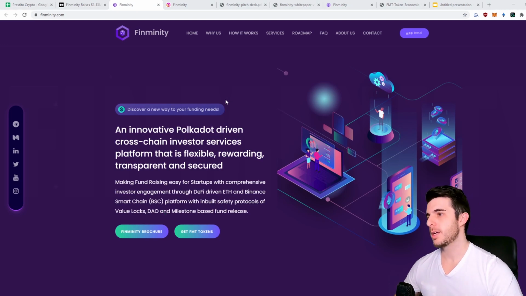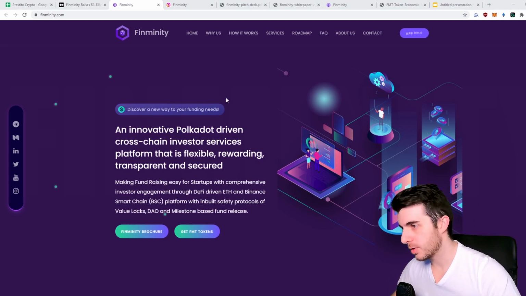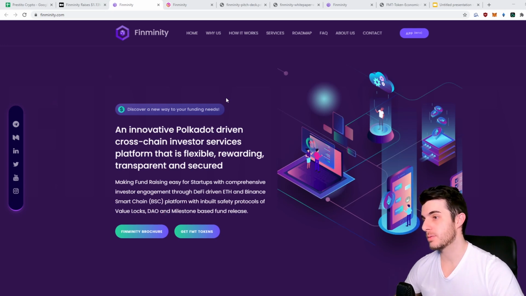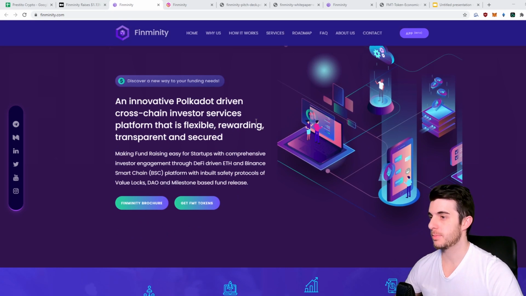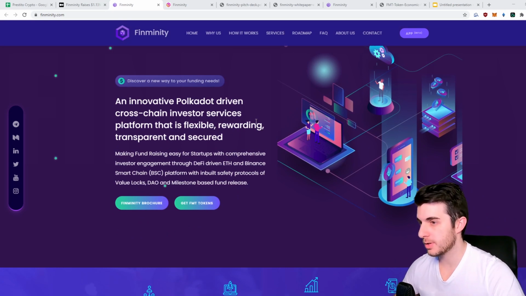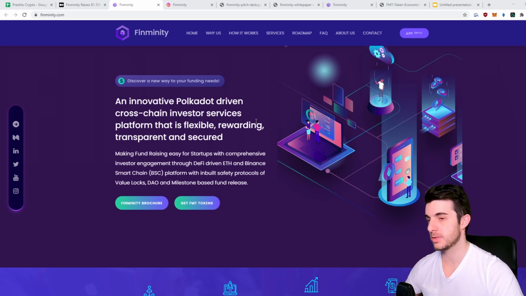So Finminity is an innovative Polkadot-driven cross-chain investor services platform that is flexible, rewarding, transparent, and secured. So they say it's making fundraising easy for startups with comprehensive investor engagement through DeFi-driven ETH and Binance Smart Chain platform with inbuilt safety protocols of value locks, DAO, and milestone-based fund releases.